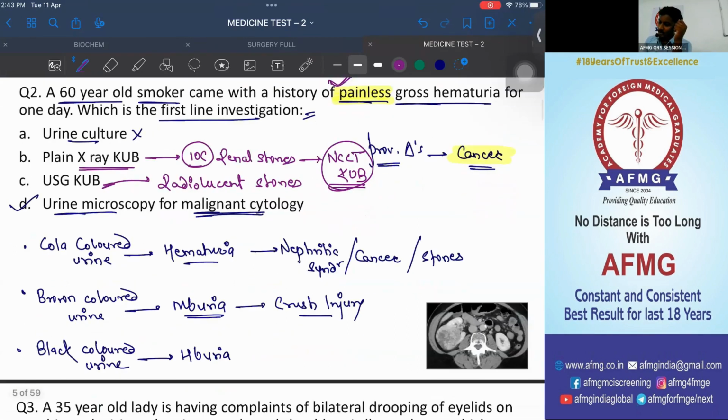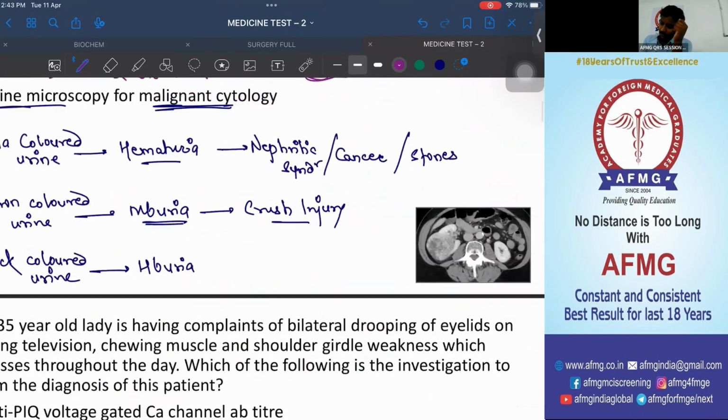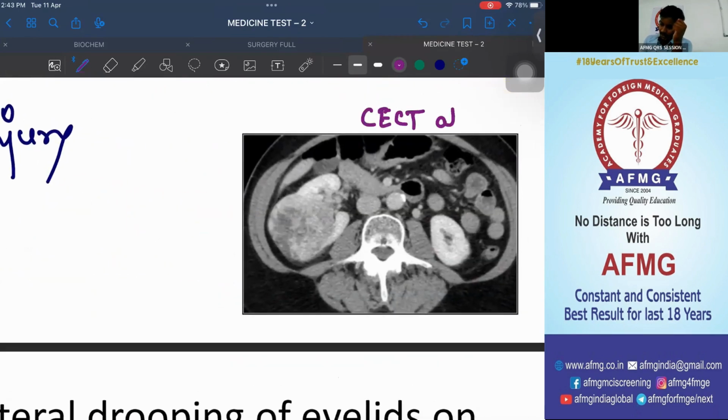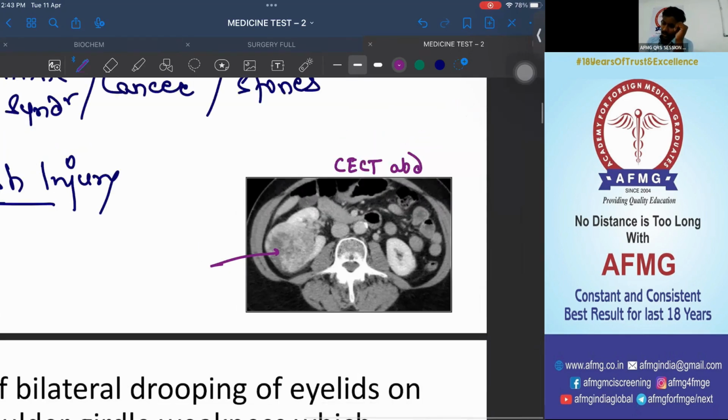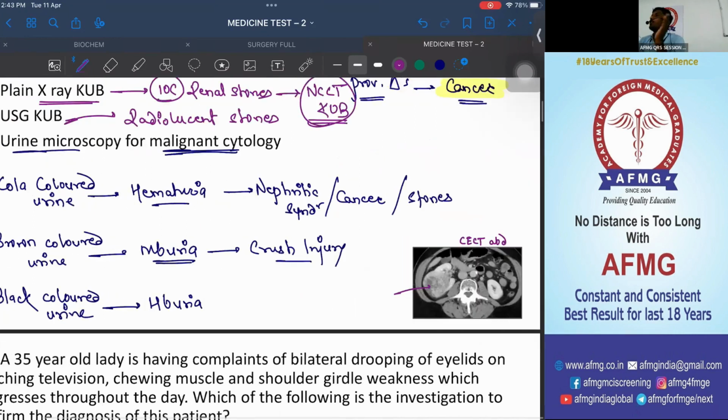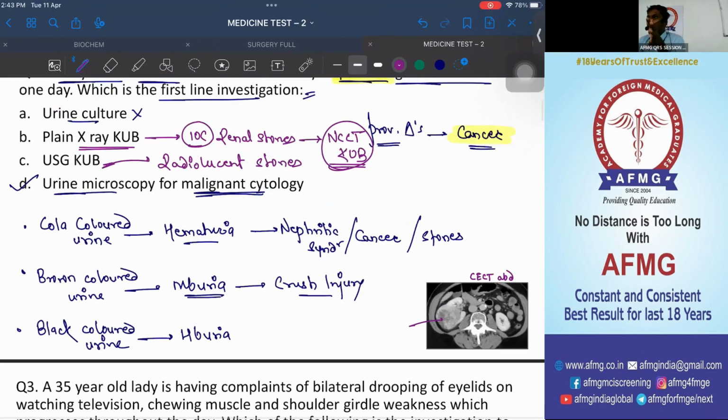So this is a CECT abdomen. And it is showing what? Here you can see there is a mass which is arising from the kidney. So it is a kidney cancer which is seen in this patient. We will discuss renal cancer in surgery. But this was the basics: if a patient comes to you with urinary complaints, you need to send the urine samples first for two things. First is for microscopic examination and second is for the culture.